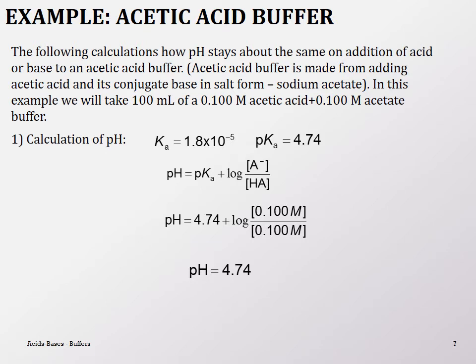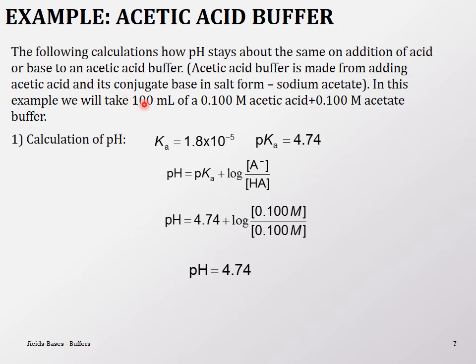So in this calculation, what we're going to do is see how the pH changes or stays the same when we add a little bit of acid or a base to the acetic acid buffer. You could work with any buffer. We're just going to take acetic acid just for the heck of it. But in any case, we'll see how the pH changes, or not change. So here it is. In this example, we will take 100 milliliters of a 0.1 molar acetic acid plus 0.1 molar acetate buffer. Okay, that's what we have.